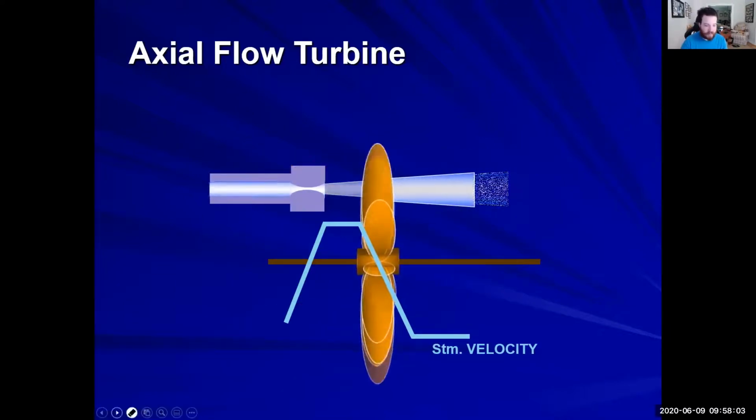I want to erase everything. So what happens is as our steam velocity is increasing through our nozzle, we will hit a peak when we exit that nozzle. And from the nozzle to when we hit the first turbine blade, we're steady at that velocity. And once we hit that first turbine blade, we start to decrease in our velocity.